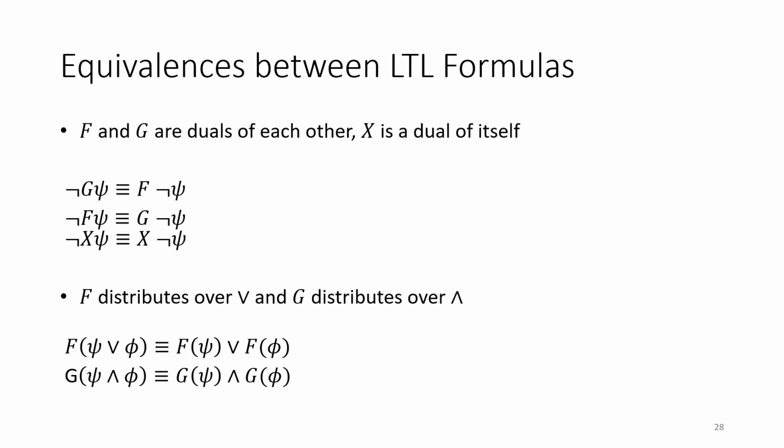And some more equivalences. So we have some properties about negation again. This eventually and globally, or finally and globally, they are dual of each other. So the negation of globally psi is eventually not psi. So we basically can move the negation in, and then we have to flip the operator from globally to finally. And it works also the other way around if we have not finally, so not after some finite amount of time. This basically means we have globally not psi.